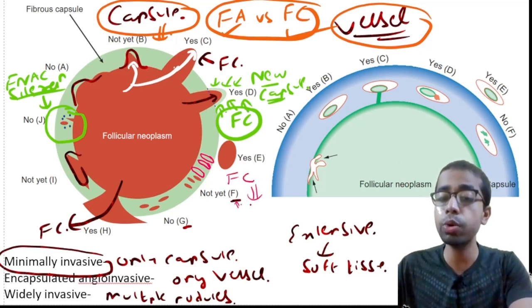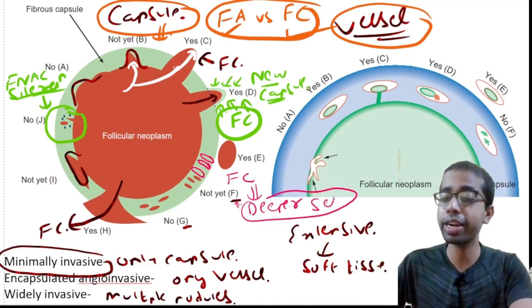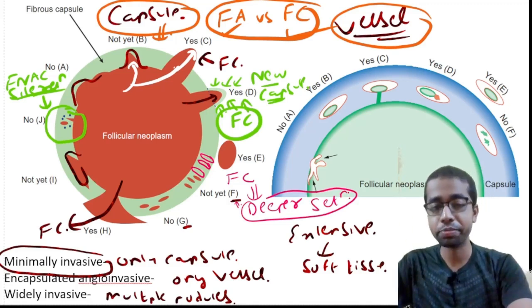But please do a deeper section. They will ask you, what is the next step? You do a deeper section, right? Because who knows, you will get invasion, frank capsular invasion there, right?